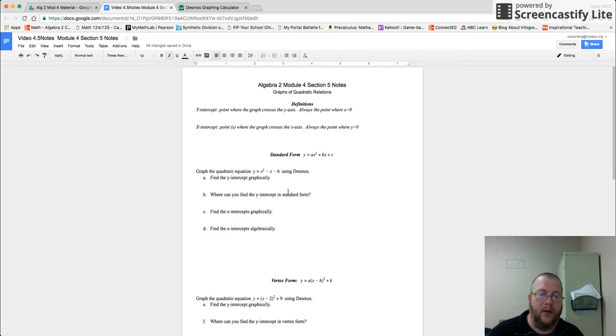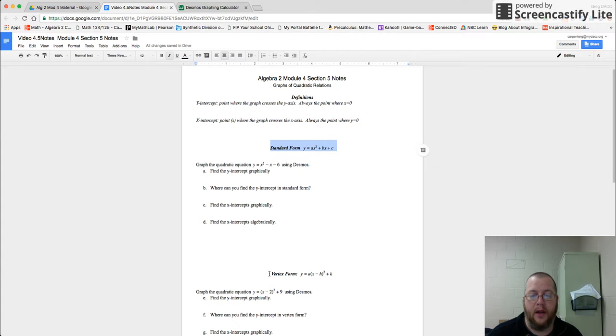So there are two different ways to do this because, again, we have our standard form, which is our ax squared plus bx plus c, and we have our vertex form, which is our y equals a(x minus h) squared plus k. So if we look at this first one, which is in standard form, we want to graph this quadratic equation using Desmos, and then we want to find some information about it.